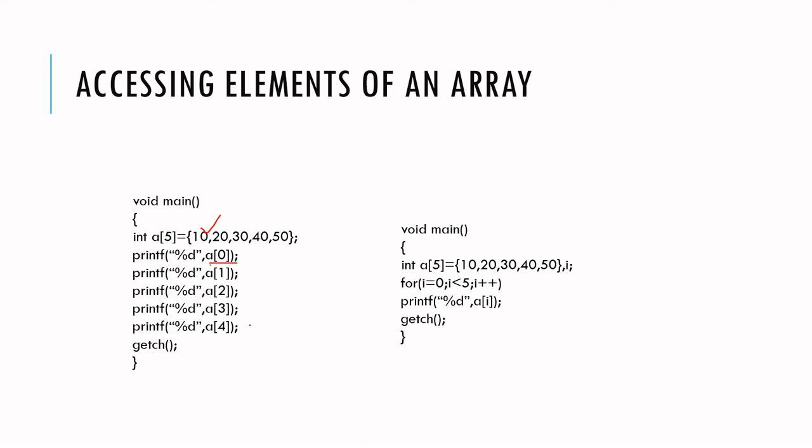In case you wish to print the elements of an array in reverse order, you have to give the upper limit here itself. For example, you have to give it here as i is equal to 4, and here you have to give the condition as i greater than or equal to 0, and here you have to give i decrement. The printf statement, as usual, you can give as printf %d, a of i.